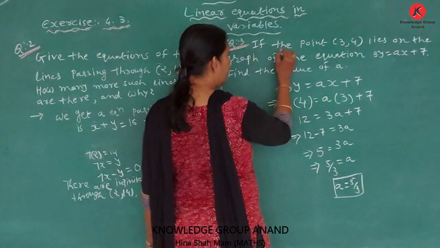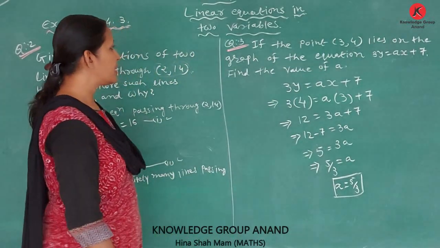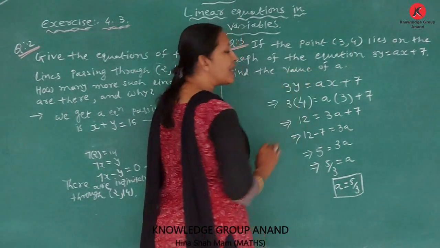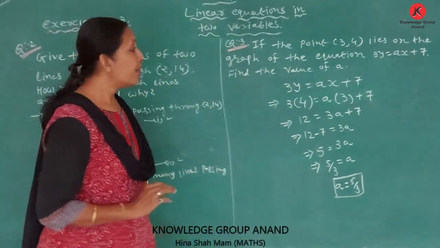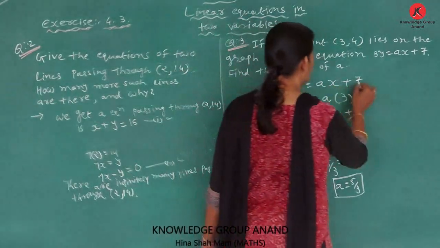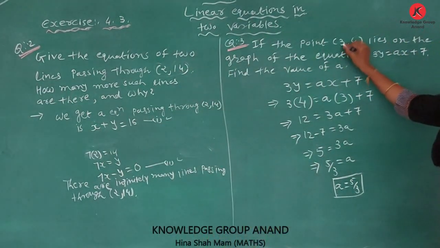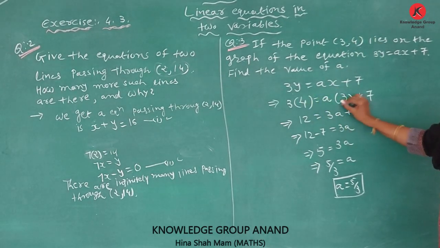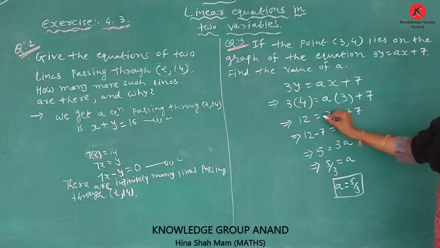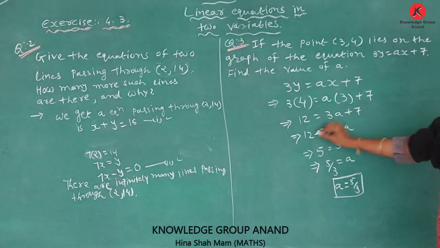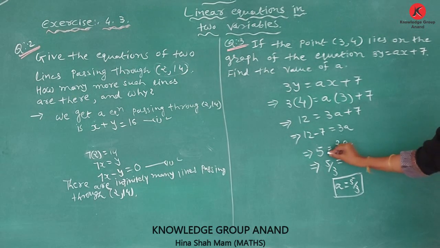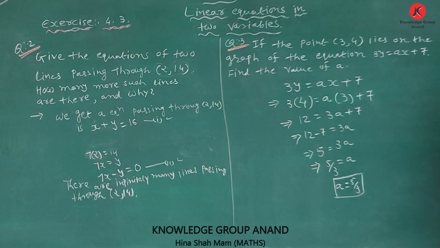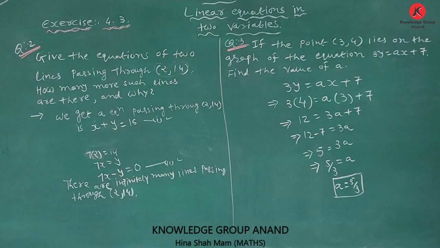Question again. If the point (3, 4) lies on the graph of the equation 3y is equal to ax plus 7, find the value of a. What is our equation? 3y is equal to ax plus 7. Taking x is equal to 3, y is equal to 4: 3 into 4 is equal to a into 3 plus 7. 12 is equal to 3a plus 7. 12 minus 7 is equal to 3a. 5 is equal to 3a. 5 upon 3 is equal to a. Therefore, a is equal to 5 upon 3.